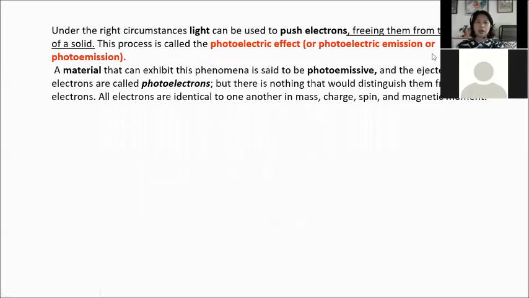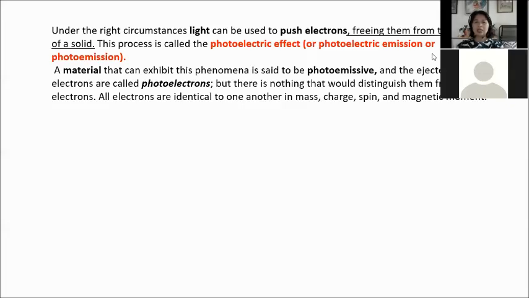So under the right circumstances, light can be used to push electrons, freeing them from the surface of a solid. This process is called the photoelectric effect, or photoelectric emission, or photoemission. A material that can exhibit this phenomenon is said to be photoemissive, and the ejected electrons are called photoelectrons.